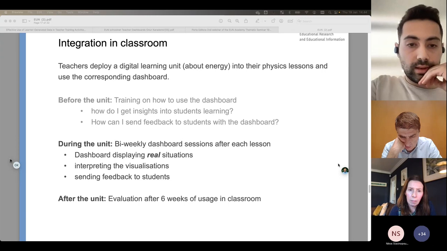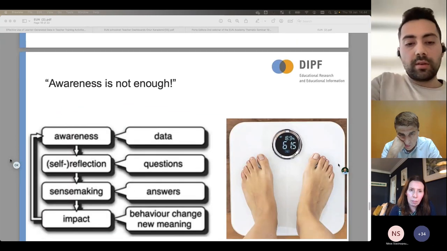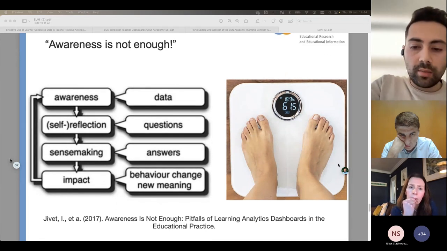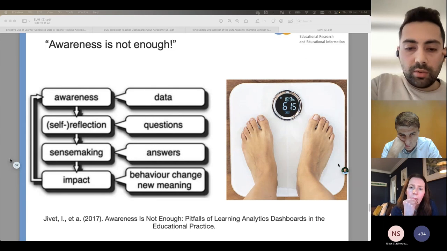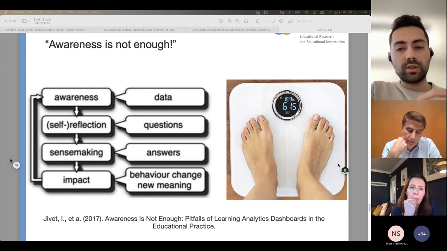And in the next slide, you can see this is the first step now. And this is now more about research on actionability of teacher dashboards or dashboards per se. For example, this is a good example for dashboards.